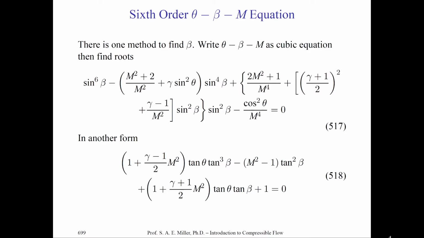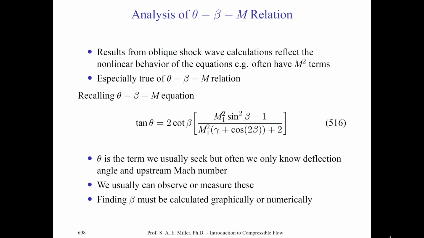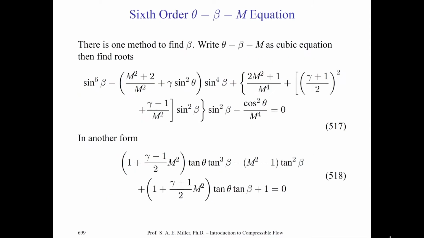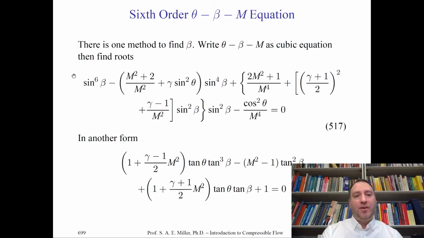Let's do this now. We'll take equation 5.16 on this slide deck and write it out as a summation of cubic roots involving sine. We'll find sine 6 beta minus the factor here, sine 4 beta, plus this factor, sine squared beta, factor out, minus cosine squared theta over M1 equals 0. We can rewrite this now after this work in another form, in terms of tangent cubed, tangent squared, and tangent, using, of course, identities. We can now see we have a way to solve this equation.